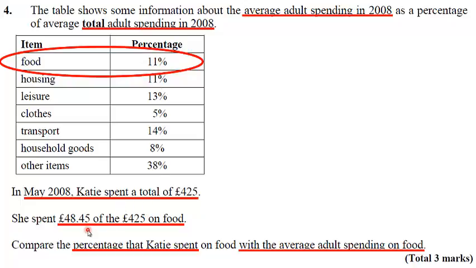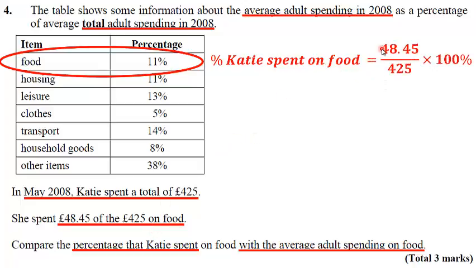I need to work out what percentage of her money Katie spent on food. Now she spent 48.45 out of her £425. So what she spent on food was 48.45 out of 425. Now I could work that out on my calculator, but to turn it into a percentage, I need to times it by 100. So it's just times it by 100, and then the percentage sign would tag along, and it's that many percent. If I plug that into my calculator, I'd get 11.4%.